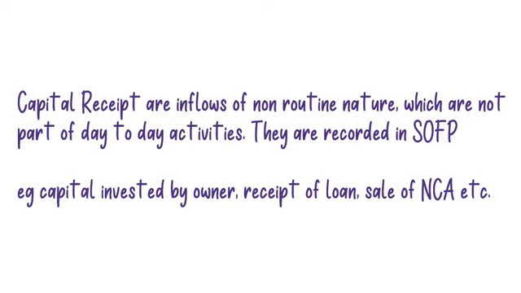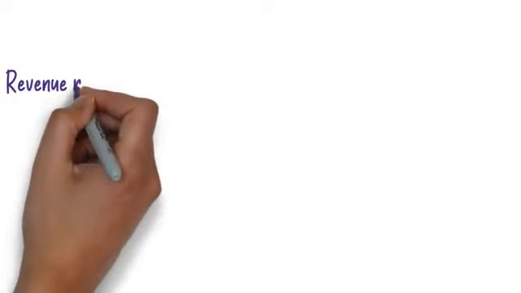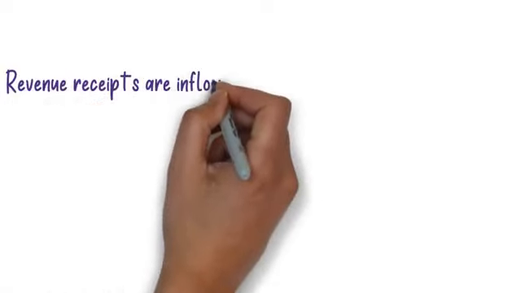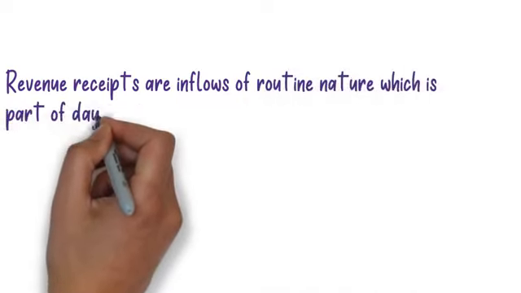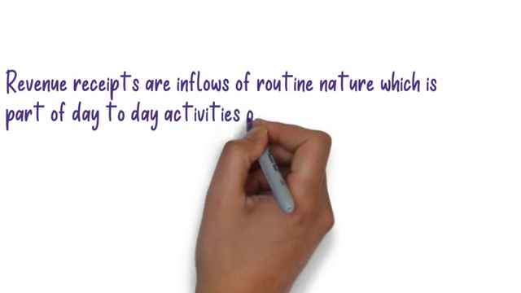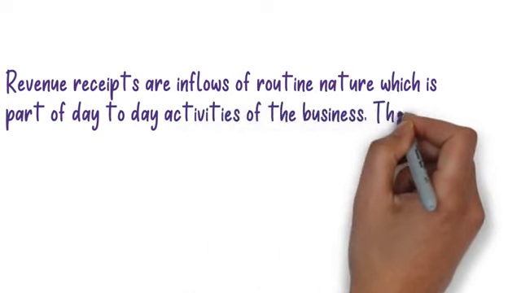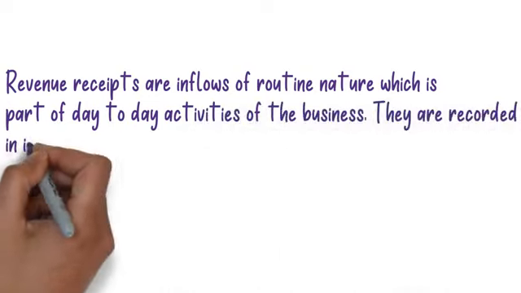Now, after capital receipt, let us look at a revenue receipt. Revenue receipts are also inflows of the business, but they are of routine nature, means a recurring nature, which is part of day-to-day activities of the business. This means we will be getting these again and again. Let us look at some of the examples to understand it more.